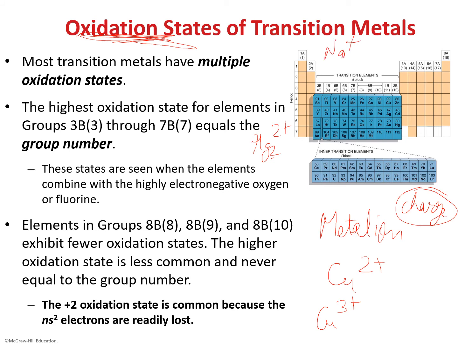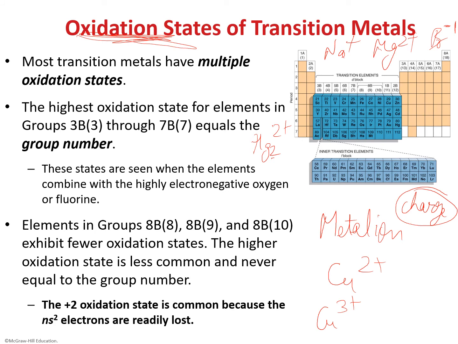Anything from group number 1 is always +1. Group number 2 is always +2. For instance, if I say magnesium, it belongs to group number 2, so it's always +2, right? Similarly, if I pick something from the non-metal group, let's say bromine, which belongs to group number 7, it's always -1, right?